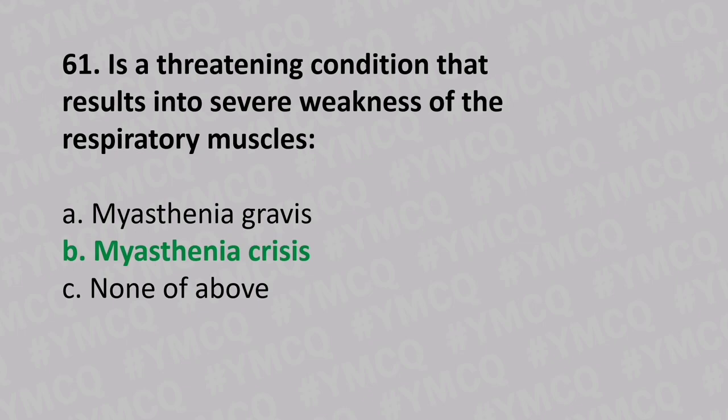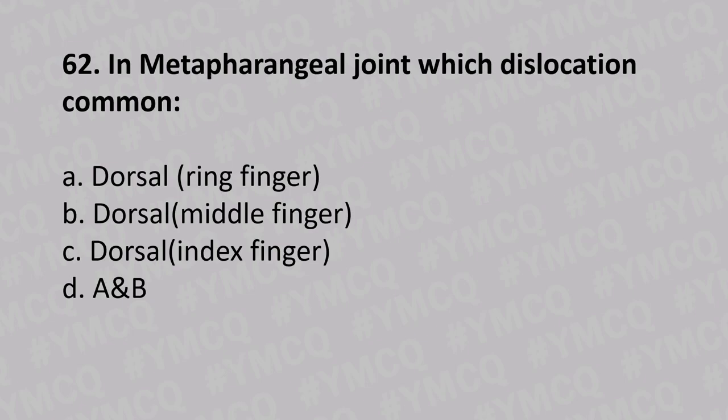Moving to our 62nd question. In the metacarpophalangeal joint, which dislocation is common? Option A, dorsal ring finger. Option B, dorsal middle finger. Option C, dorsal index finger. Option D, both A and B. And the answer is option C, dorsal index finger.